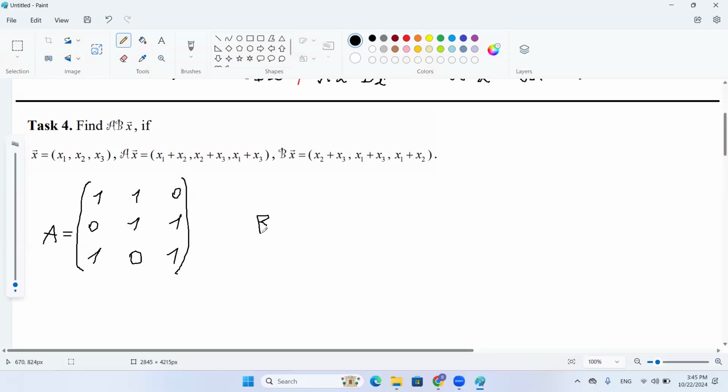And matrix B, 0, 1, 1. Then 1, 0, 1, 1, 1, 0. So here is the matrix B. So how to find the product of these linear operators if we know the matrices?